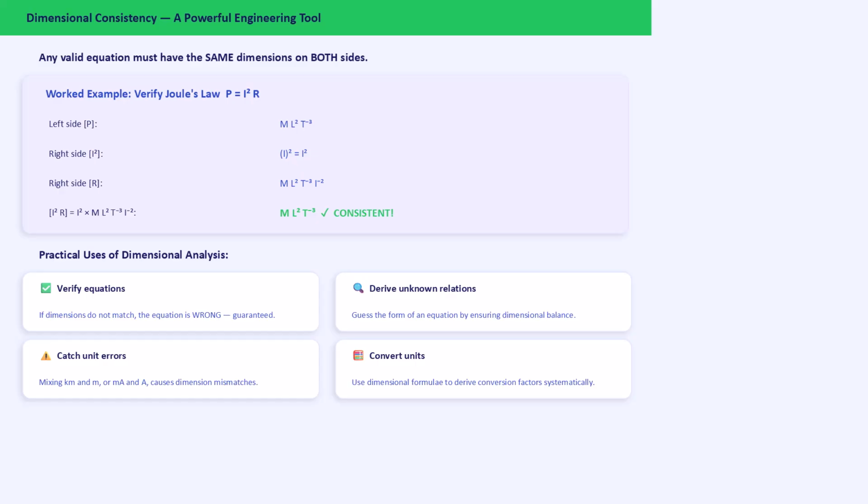Dimensional analysis has 4 practical uses. First, you can verify any equation. Second, you can derive unknown relationships by requiring dimensional balance. Third, you can catch unit errors. Mixing kilometers and meters or milliamperes and amperes will always produce a mismatch. Fourth, you can derive unit conversion factors systematically without memorization.